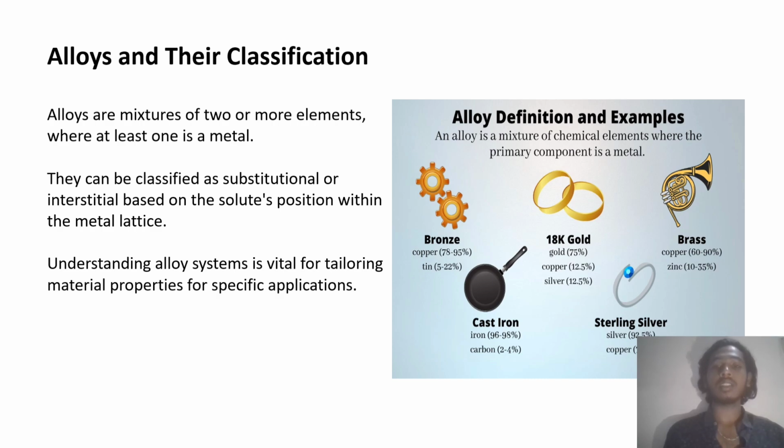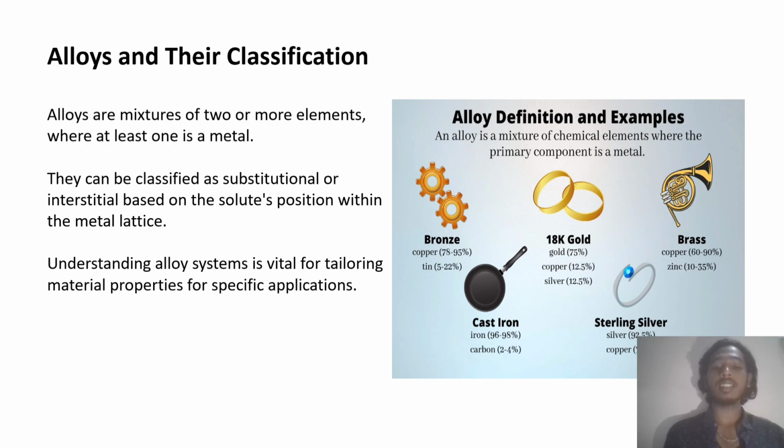This image shows the alloy definition and examples, like bronze: copper 78 to 95 percent, tin 5 to 22 percent, and gold, 18 carat gold. Gold has 75 percent, copper 12.5 percent, silver 12.5 percent. Brass contains copper 60 to 90 percent and zinc 10 to 35 percent.